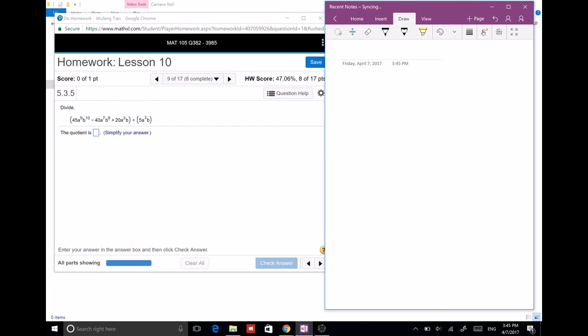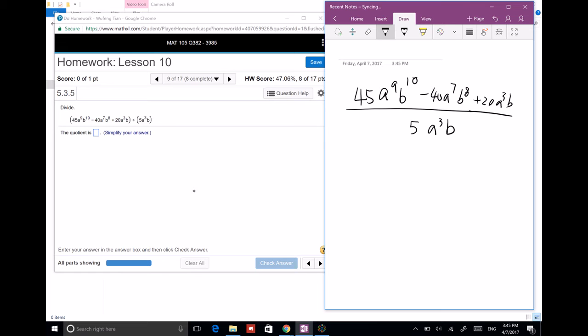Okay, so division. 45a^9b^10 minus 40a^7b^8 plus 20a^3b, divided by 5a^3b. Okay, so we look at the factors. 45 divided by 5, it's okay. 40 is divisible by 5. 20 is divisible by 5. So all of them can divide by 5, which is good.